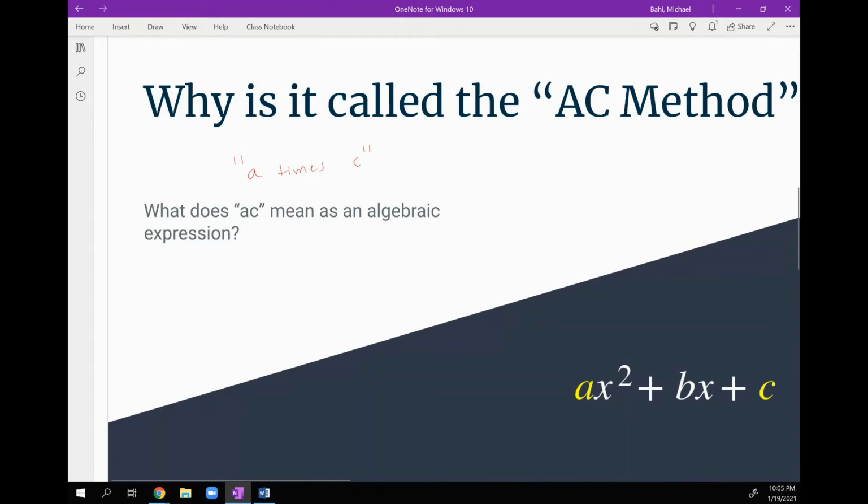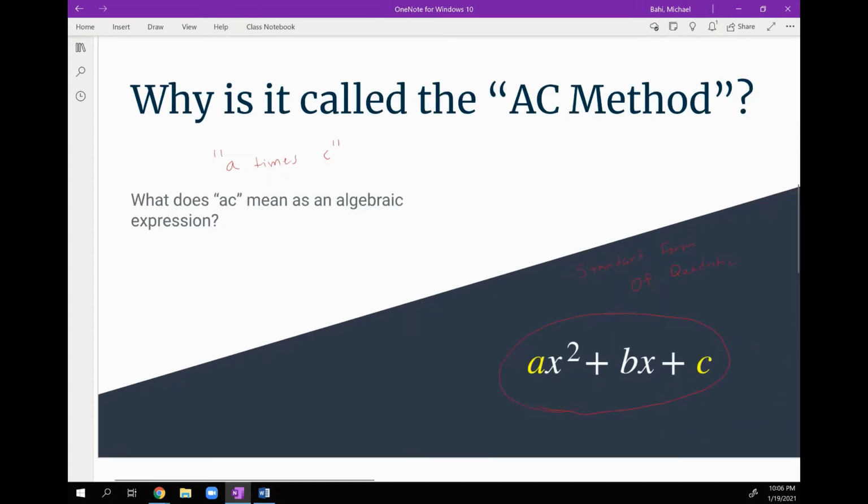Well, if you notice our little expression buddy over here, it's highlighting what the A and C parts are. Now, if you remember, this is a standard form of a quadratic. A and C would just mean the number in front of the x squared times the C value, which is the one that doesn't have an x.